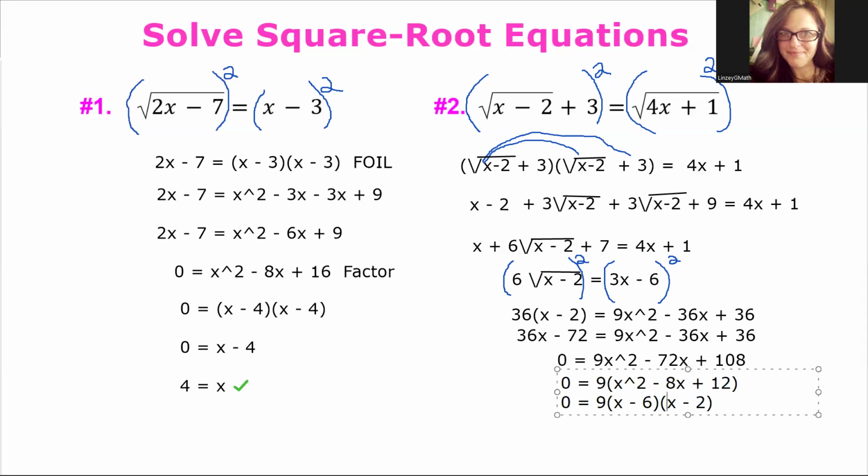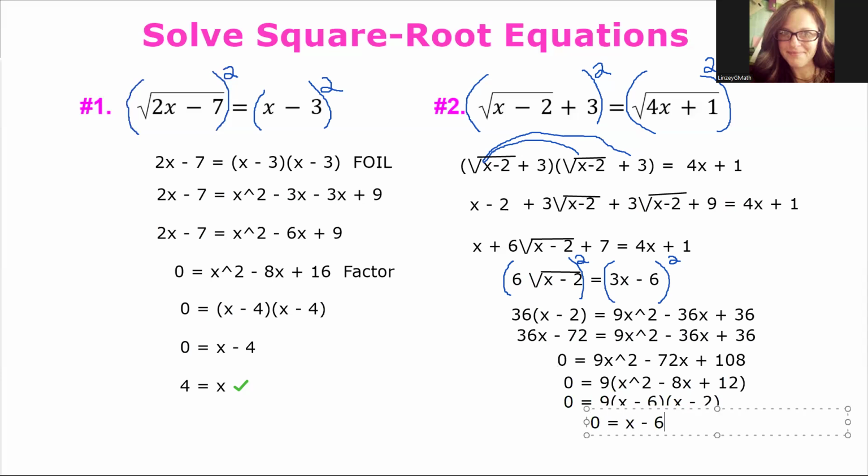And then we'll set each factor equal to 0: 0 is equal to x minus 6, and 0 is equal to x minus 2. And we'll solve, and we get 2 solutions. Make sure that you do check these. I do believe that they work. I don't believe we have any extraneous solutions.